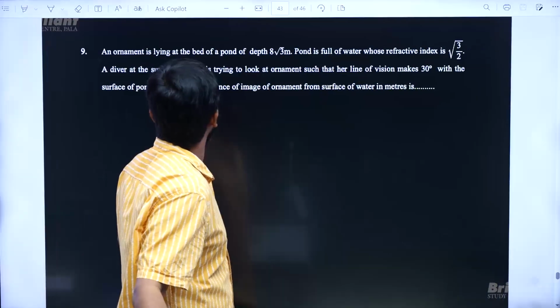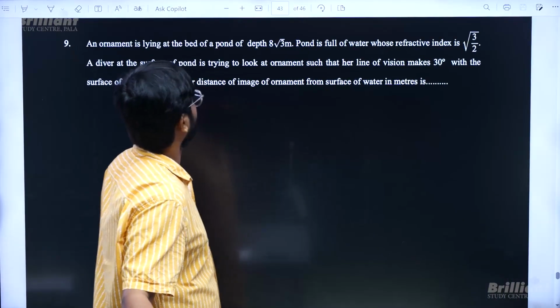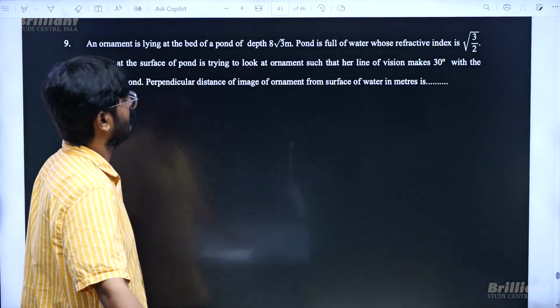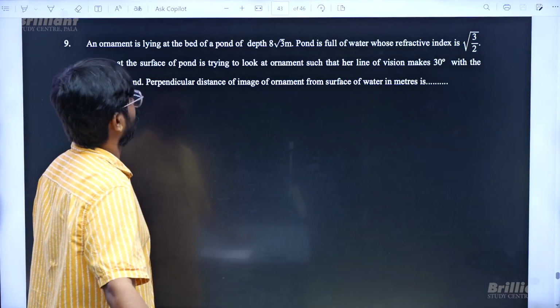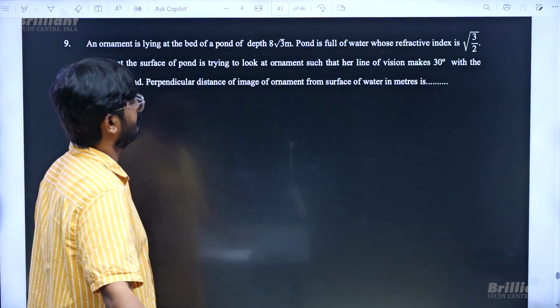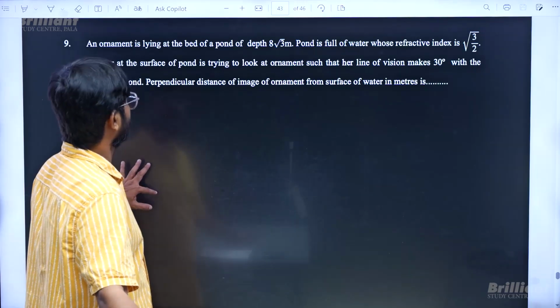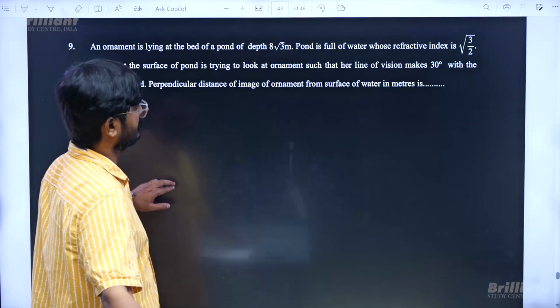An ornament is lying at the bed of the pond of depth 8√3 meter. The pond is full of water of refractive index √3/2. A diver at the surface of the pond is trying to look at the ornament such that her line of vision makes 30 degrees with the surface of the pond. Find the perpendicular distance of the image of the ornament from the surface of the water.